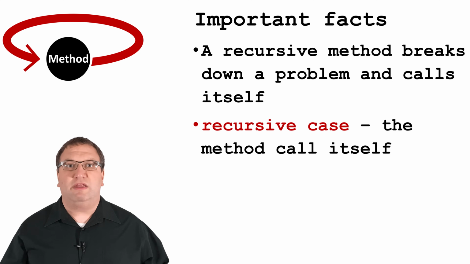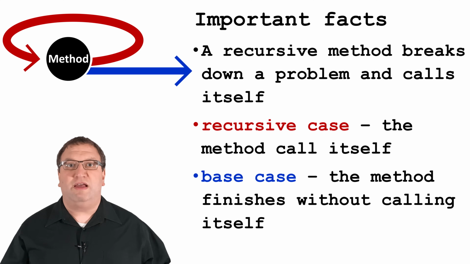When a recursive method calls itself, it's called a recursive case. When it finishes up without calling itself, it's called a base case. Every recursive method must eventually hit a base case, otherwise it will keep going until it runs out of memory.